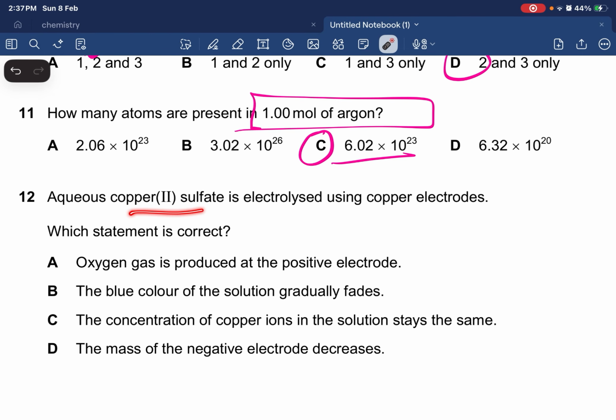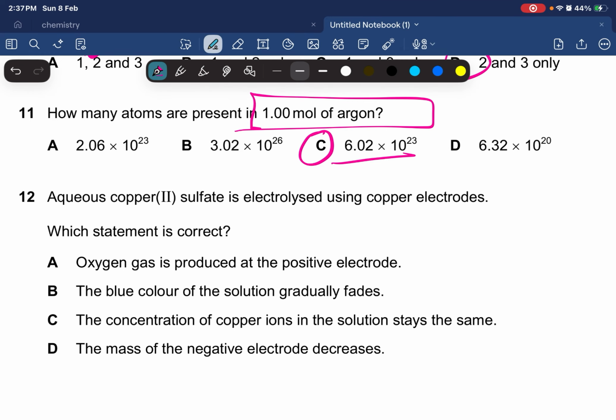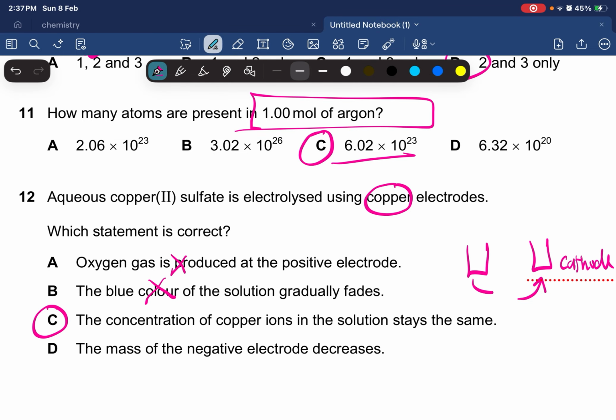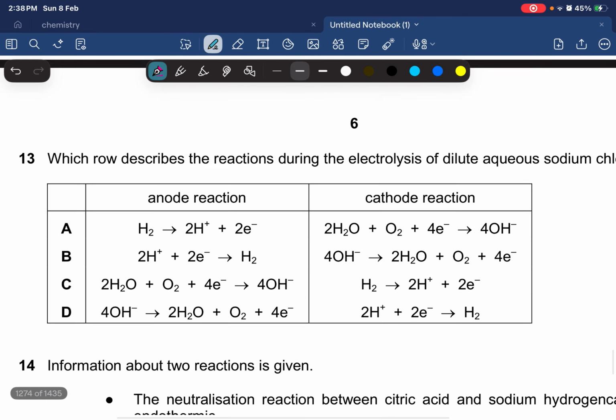Aqueous copper 2 sulfate is electrolyzed using copper electrodes. Which statement is correct? Okay, so we have aqueous copper sulfate. We're going to form copper and copper. Why? Because we have copper electrodes. So oxygen is produced, no. Blue color in the solution gradually fades, no. We have copper, more copper will come. The concentration of copper ions in the solution stays the same, yeah, because the copper that comes out of the solution goes back. Like the copper that's going to be deposited on the cathode, this is our cathode, is going to come back from the anode, right? So no net loss of copper is going to happen with the solution.